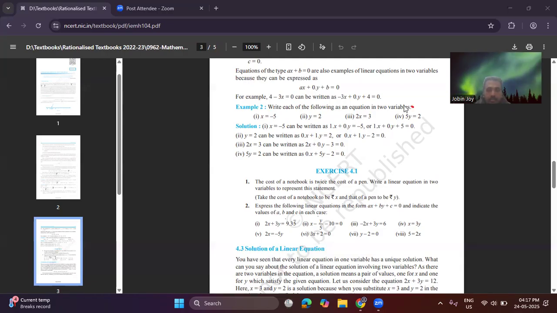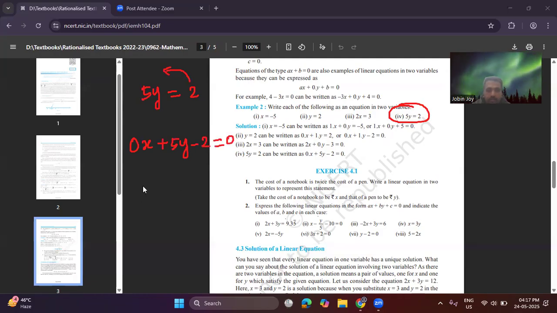Then question number 4, 5y is equal to 2. So first term is x term, there is no x term, so I can write 0x plus 5y, shift 2 to the left side, minus 2 equal to 0. So a equal to 0, b is equal to 5, and c is equal to -2.